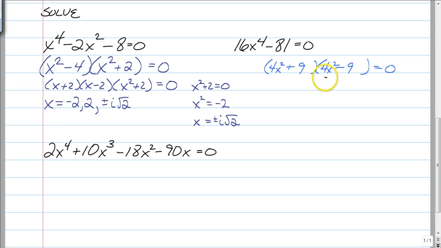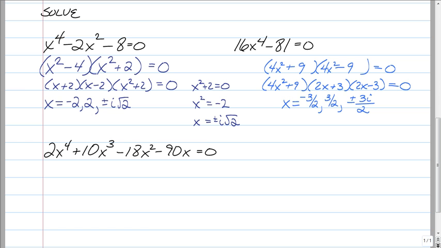And then you can see we have a difference of two squares again, and we also have a 4x squared plus 9. So what I would like you to do is pause the video from here and see if you can finish this problem. I started it for you. See if you can finish it.